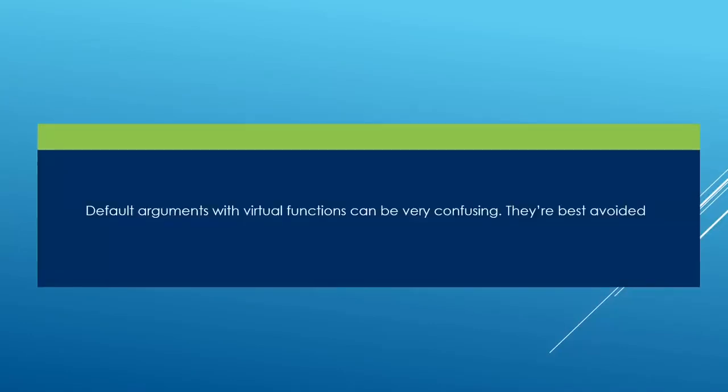As a closing note before we head over to Visual Studio Code, again, the default arguments with virtual functions can be very confusing. They are best avoided because they really are going to give a hard time to anybody that is going to be working on your code in the future. Now that you know this, we're going to head over to Visual Studio Code and play with this a little more.